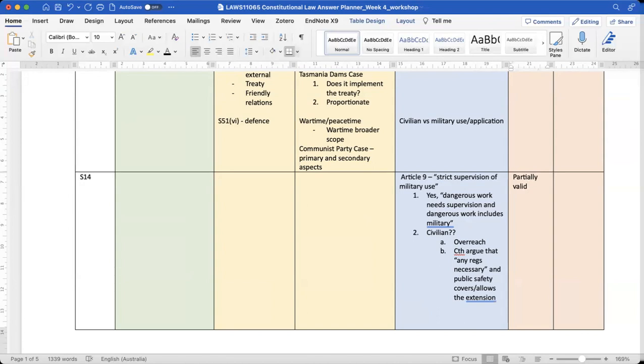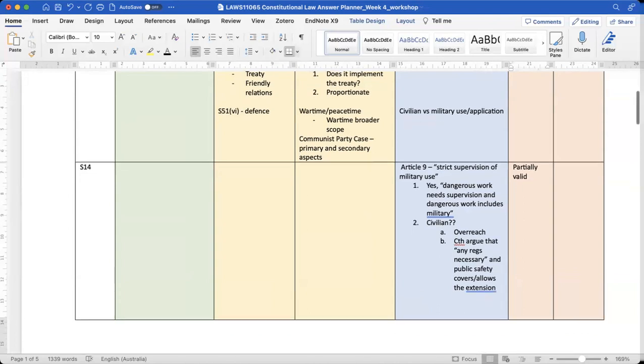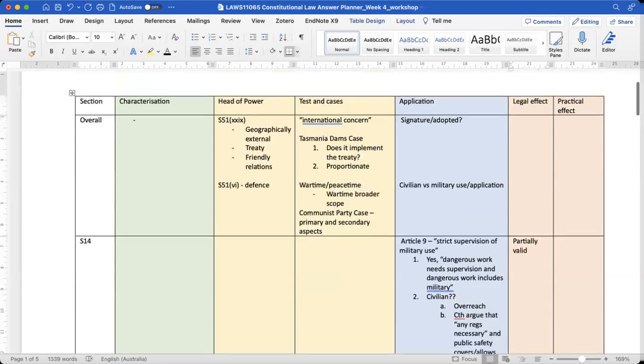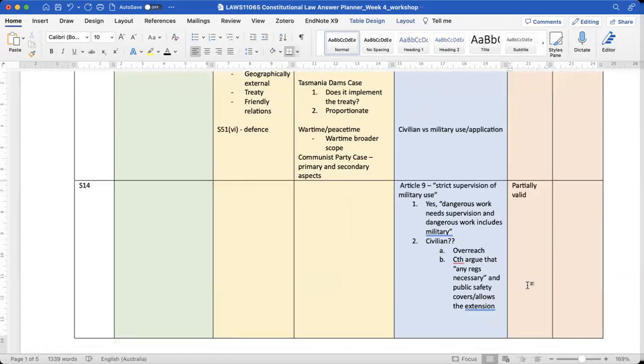And so even if there were problems with the defense power, let's say, it would be valid under the external affairs power. The problem with the civilian elements under the external affairs power, we've sort of said maybe that's not proportionate. It goes too far. Let's say that is the successful argument, then that would be a disproportionate implementation of the treaty, and so it wouldn't be valid under the external affairs power.